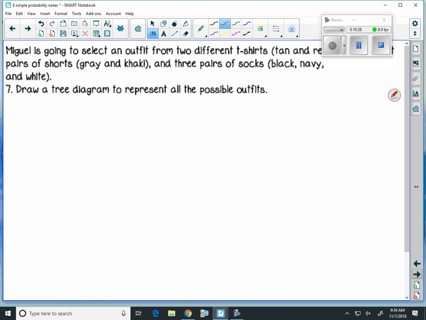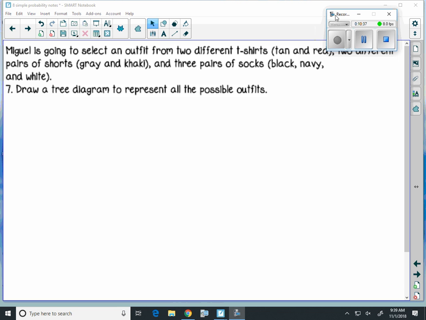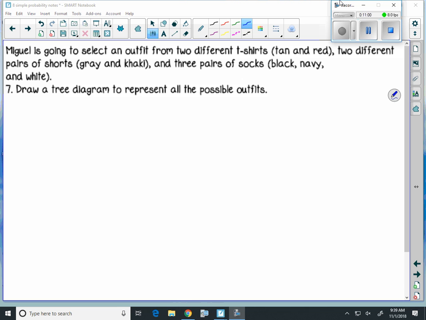All right, Miguel is going to select an outfit. He has t-shirts that are tan and red, 2 different pairs of shorts, gray and khaki, and 3 pairs of socks, black, navy, and white. Draw a tree diagram to represent all possible outfits. So where do we start?